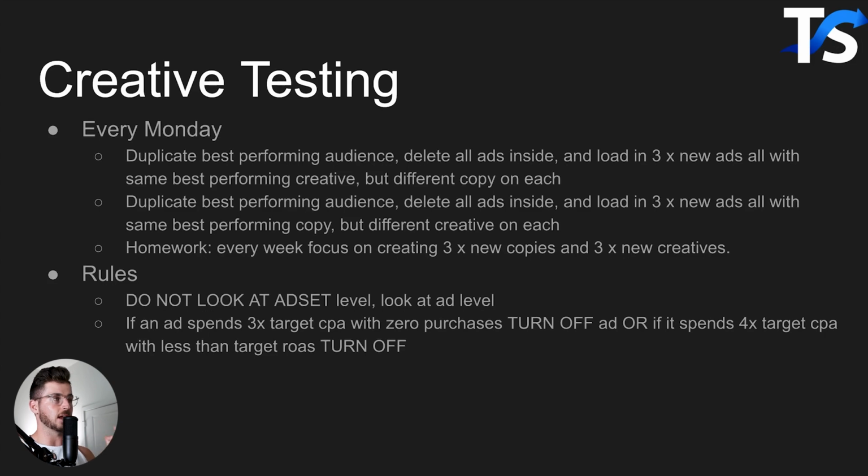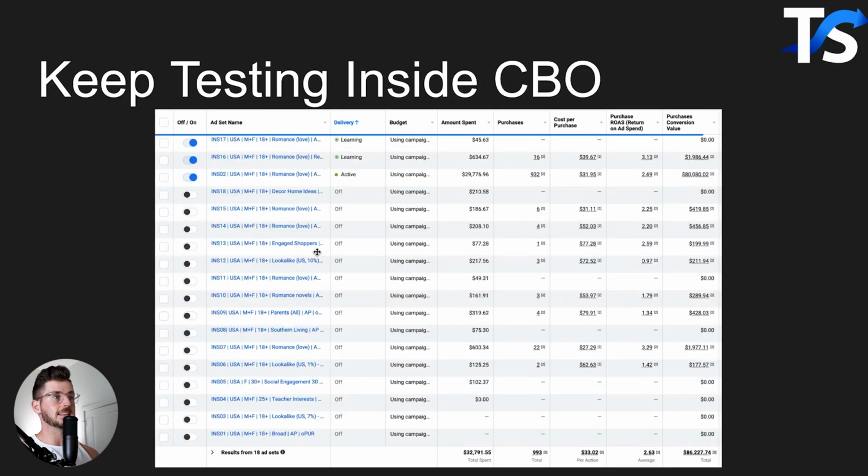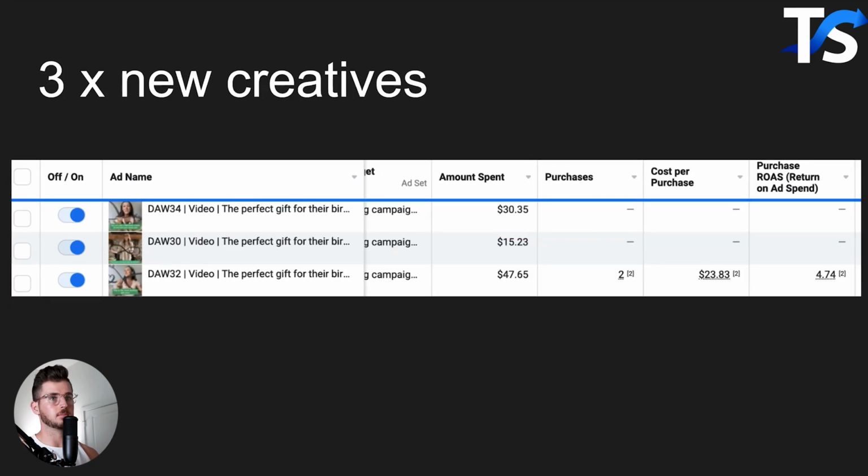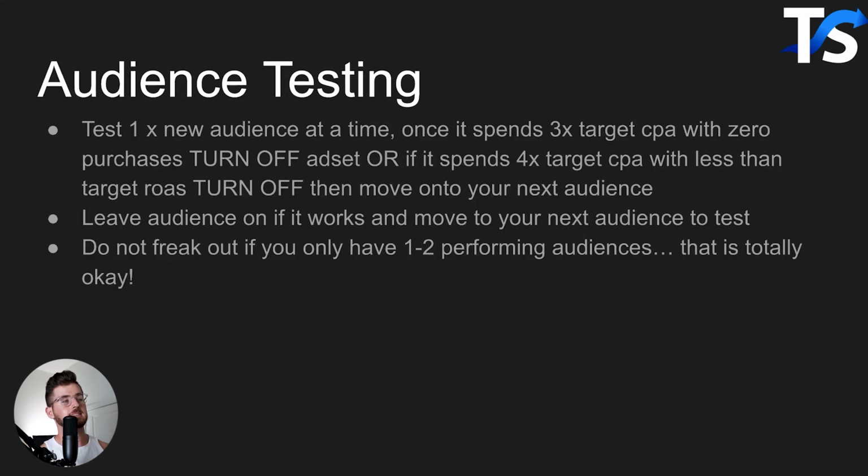Now, for y'all who are not really understanding what I mean, this is ad set level where you see all your ad sets. This is ad level. Do not look at ad set level ROAS when you're testing creative or copy. You want to look at ad level, and you want to look at the individual ad performance, and then you want to look at the amount spent on each one. And if the amount spent on this one right here is above 4x of my target CPA, which would be $100 for this particular ad, and it has less than target ROAS, I'm gonna turn it off. Simple. Same thing for creative. Same exact thing.